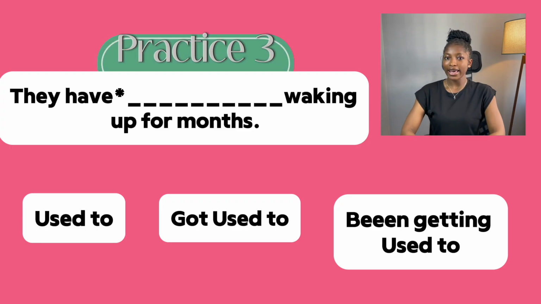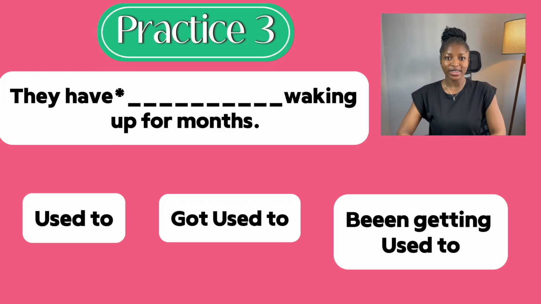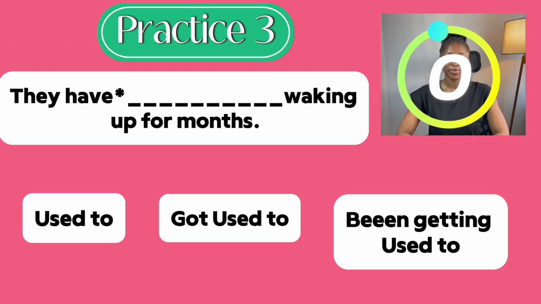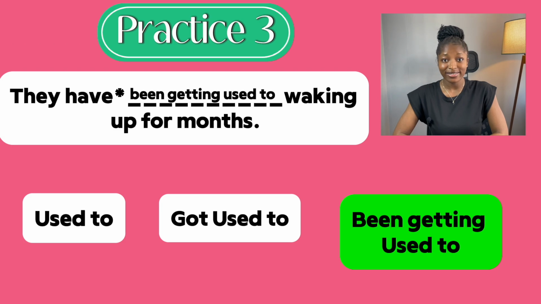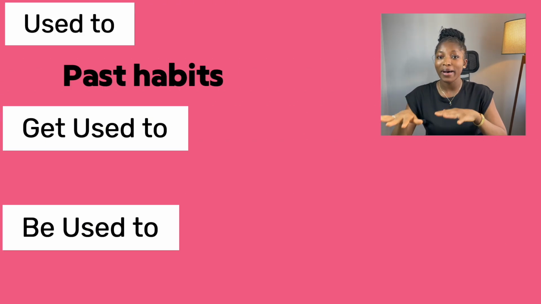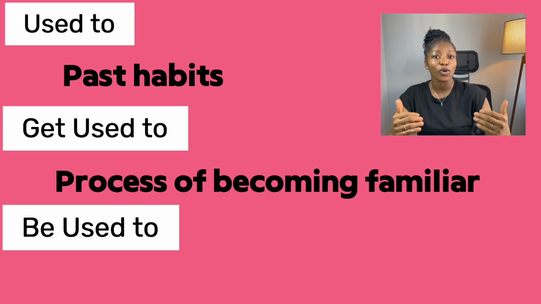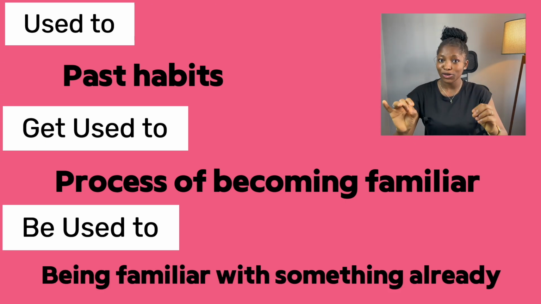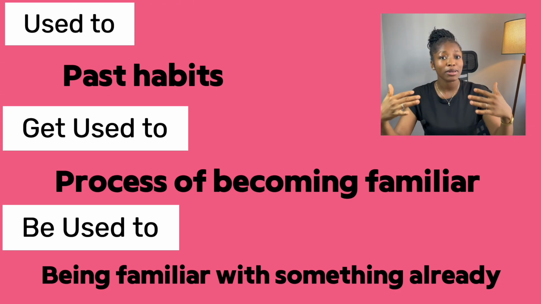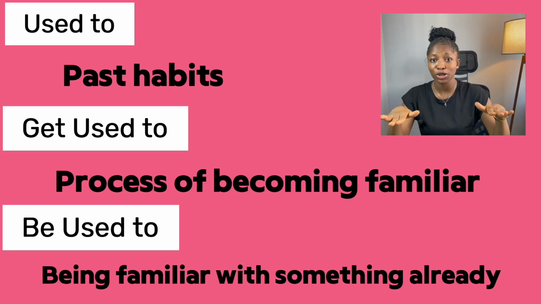Number 3. They blank waking up early for the past month. Good job. The correct answer is they have been getting used to waking up early for the past month. Remember, used to is used to talk about past habits or situations that no longer occur anymore. Get used to is used to talk about the process of becoming used to something new or something unusual, while be used to is used to talk about being familiar with something that is no longer new or unusual to you.